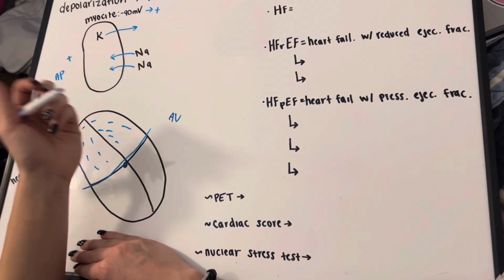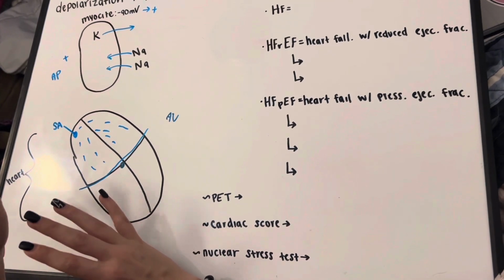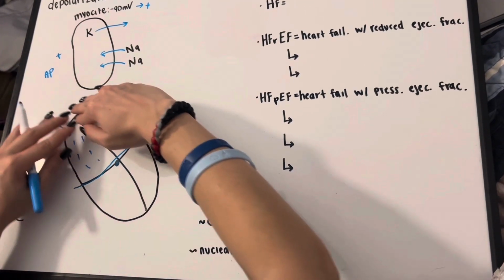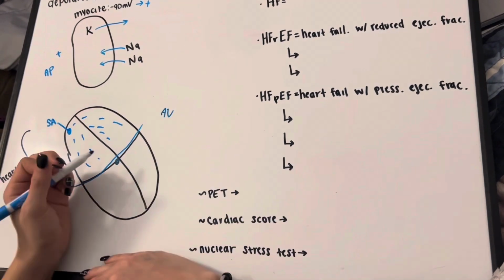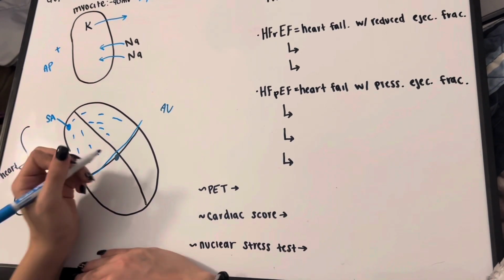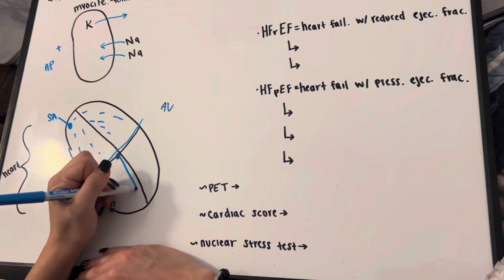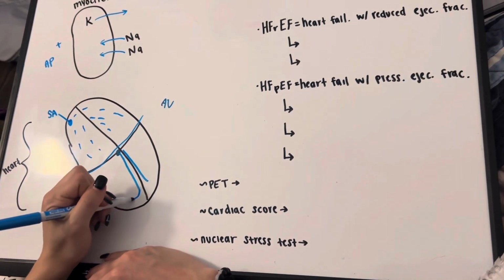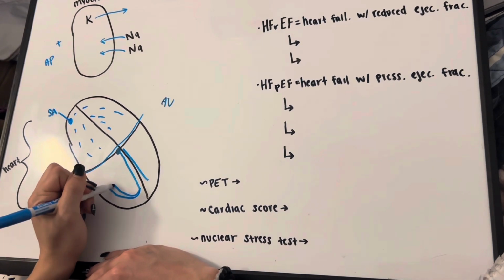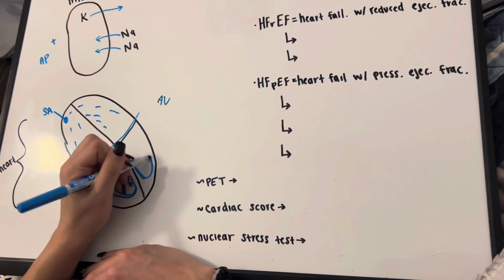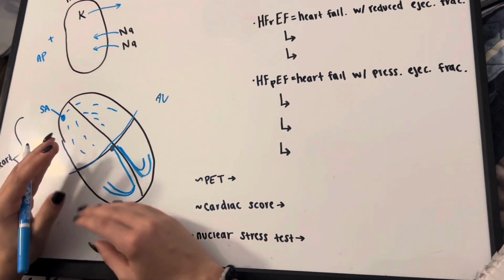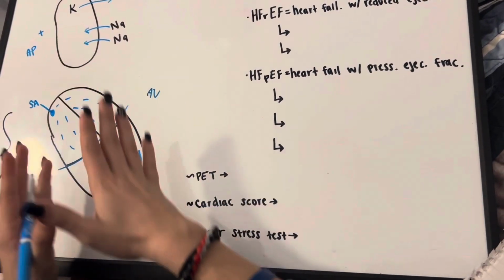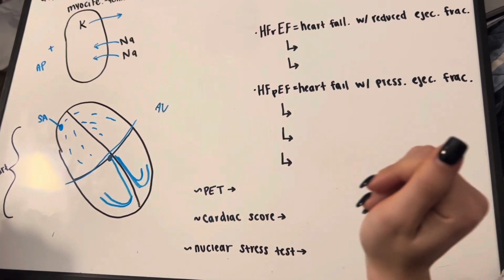The AV node will delay it, which is called AV nodal delay, so that the atrium can finish fully contracting and pushing the blood into the ventricles. Once that's done, the signal will then travel down the left and right bundle branches, called the bundle of His, into the Purkinje fibers. And these Purkinje fibers are what make the ventricles contract and then push the blood out of the heart.